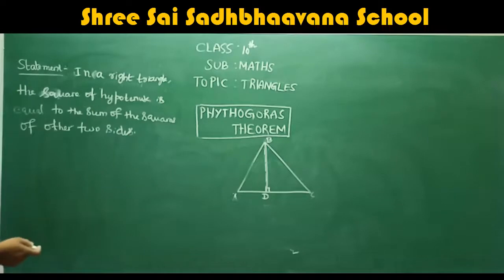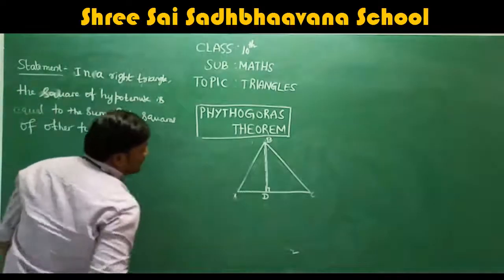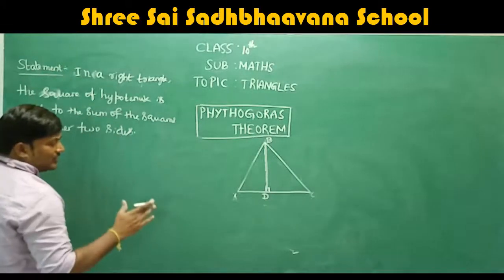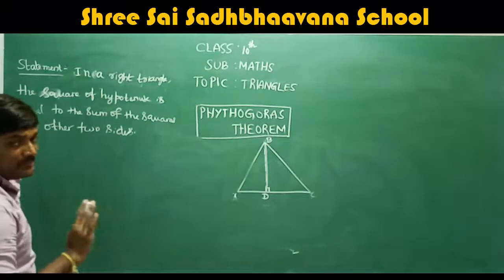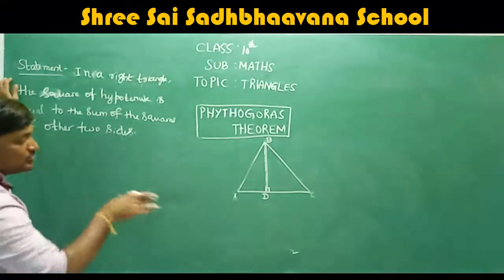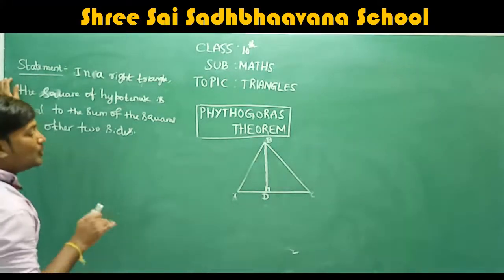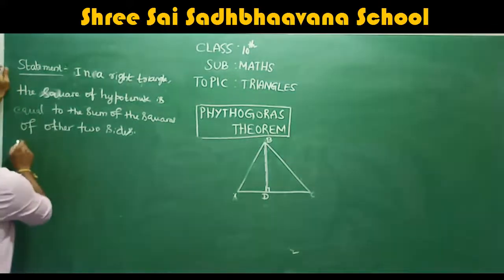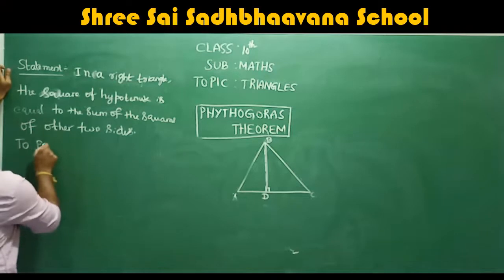Here, what is the right triangle? A right triangle means a right angle triangle. So the right triangle is ABC. In ABC, don't take that BD, we are not assuming it, just take ABC only. In ABC, the longest side is AC, correct? This is the statement we have to prove.